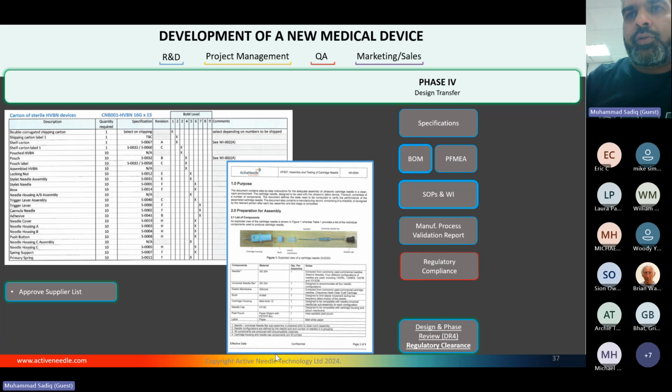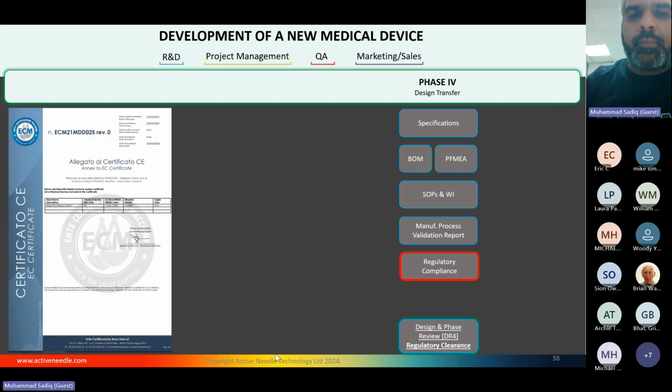Phase 4 is design transfer activities. You would transfer your design to your CMOs, contract manufacturers, and put together SOPs and work instructions for volume production. And if everything has gone well, obviously the regulatory process is running in parallel. You will get audited by your notified body, but if everything is documented well and you've checked all the boxes, you should get a regulatory approval. So we were able to get a regulatory approval, CE mark, on our biopsy device.